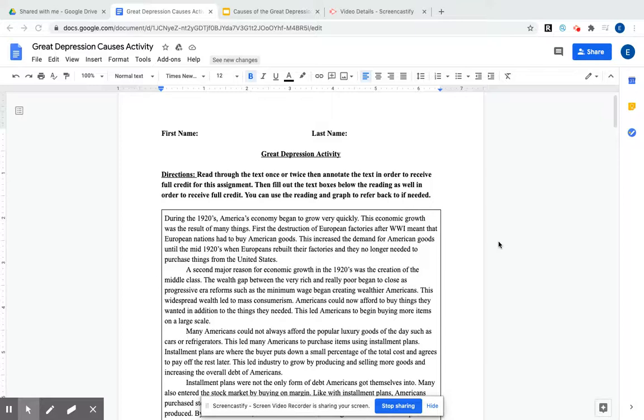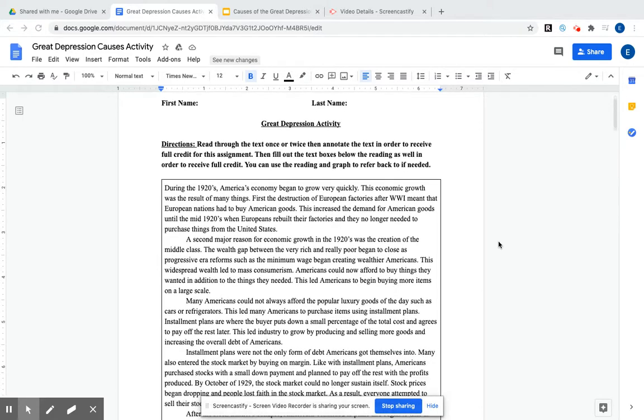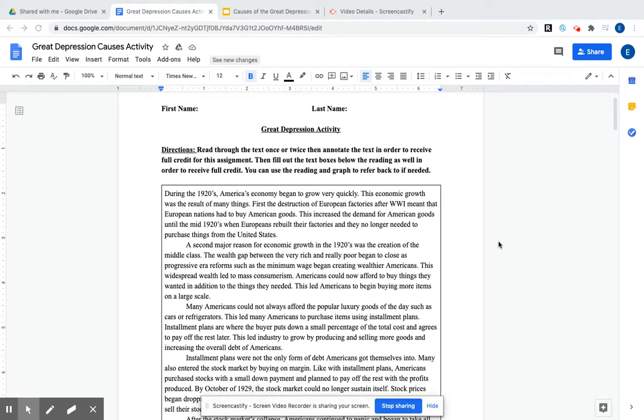Welcome back, everybody. This is going to be the Great Depression, causes of Great Depression activity. I will walk you through it and go through it with you a little bit so that you understand what exactly you're asked to do. So I'm going to go ahead and read through the directions first.